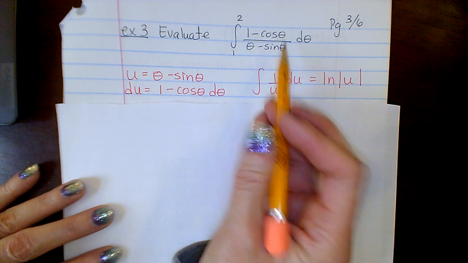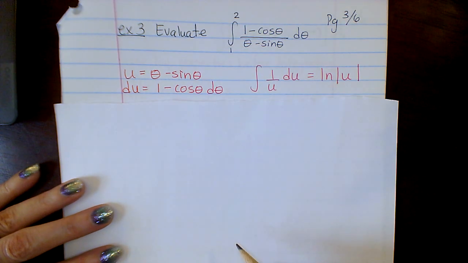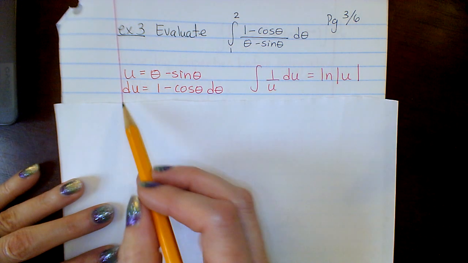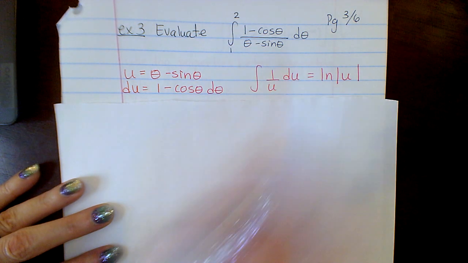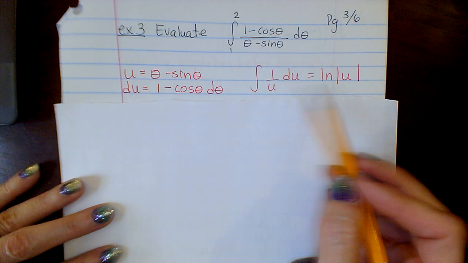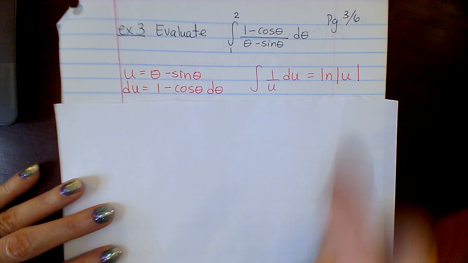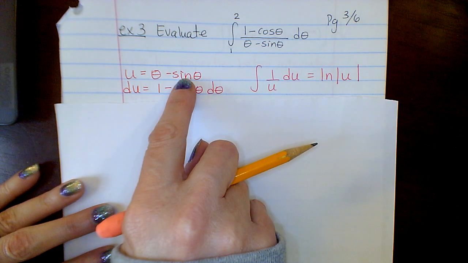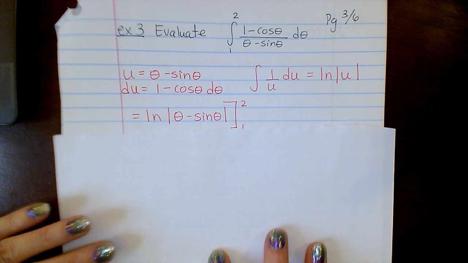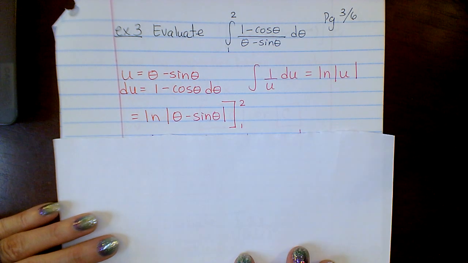So while this looks kind of menacing, it really is not a bad substitution. If I let u be the denominator, my du happens to be exactly the numerator. So I just get the integral of 1 over u. That integral is just natural log of absolute value of u. I'm going to substitute this theta minus sine theta in for u, and then evaluate it from 1 to 2.